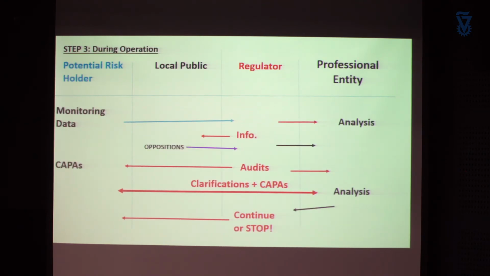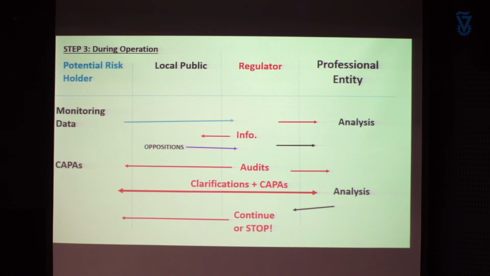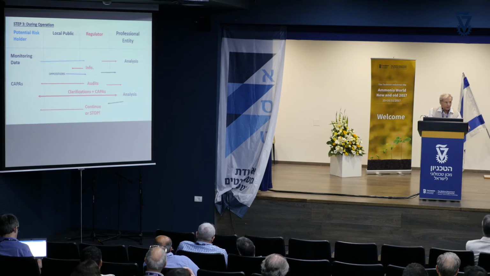Now we come to step 3, which is during the operation. During the operation, the potential risk holder has to monitor the data and provide all the data to the regulator. There is the analysis. Information to the public goes from the regulator to the public. Oppositions, if there are any, are treated immediately. The regulator performs audits, and as a result, there is a need for corrective and preventive actions from the potential risk holder. And there are clarifications about it, and if he fulfills the requirements, he can continue. If he doesn't fulfill them, there is an order to stop operation.